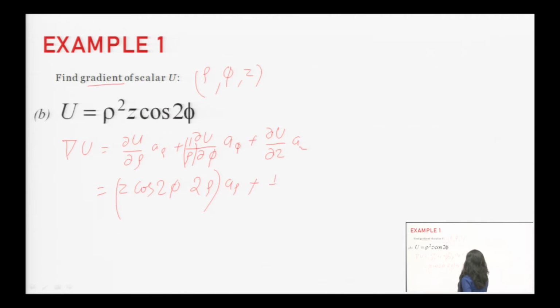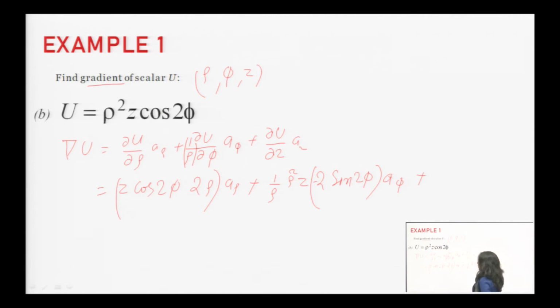Then again 1 by rho will appear as it is, and further we need to differentiate u with respect to phi. All other quantities except phi will act as constants. So we will write those as they are, that is rho square and z, and the differentiation of cos 2 phi will be 2 sine 2 phi, and the minus sign will come. Again the unit vector will appear, that is a phi.